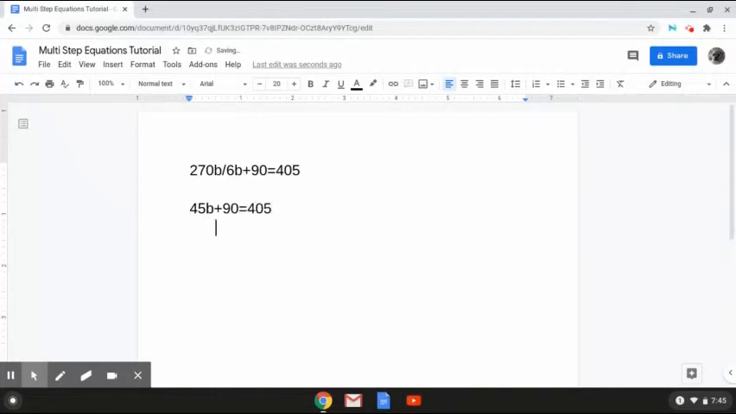Then from here, we are going to subtract 90 from both sides, because subtraction undoes addition. These two 90's right here will cross out, and we're left with 45b equals 315. Then from here, we are going to divide 45 on each side, because division undoes multiplication. These two 45s right here will cross out, and we're left with b's new value of 7, because 315 divided by 45 is 7. And that is how to solve this problem for multi-step equations.